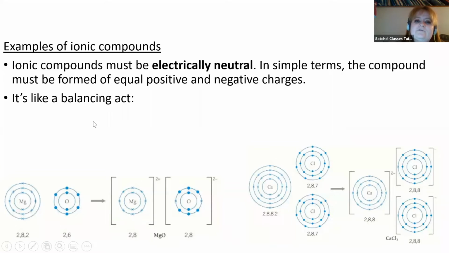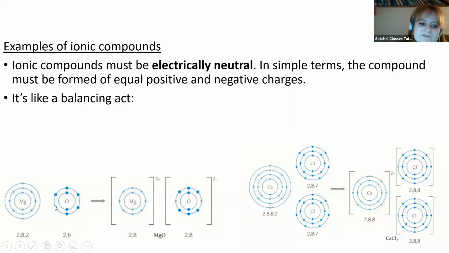Examples of ionic compounds. The compound itself must be electrically neutral, because that's the lowest energy state that something can be. They don't want to have a charge. So the compound must be formed of equal positive and negative charges. Nice and simple, nothing more difficult than that.